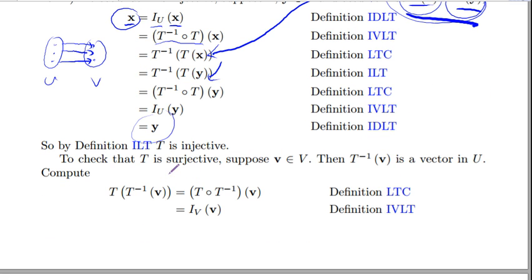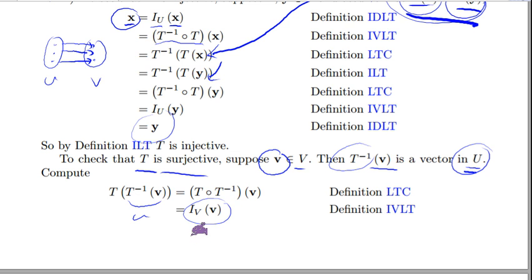Okay. Now, to check that T is surjective, I suppose that v is in V. Now, if it's invertible, then T inverse of v exists and is a vector in U. So this is a vector in U. Now, consider T of this vector in U. I can call this u. T of this vector u is T composed with T inverse of v. That's equal to the identity operating on v, which is just the vector v.